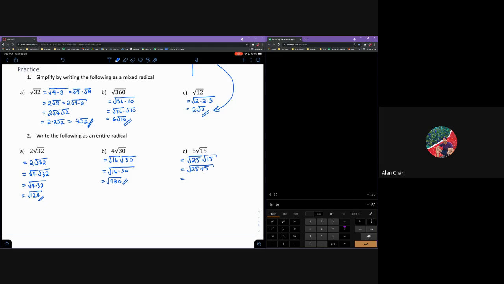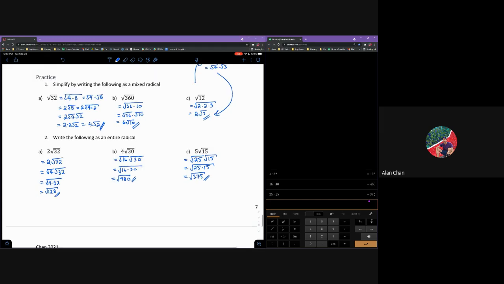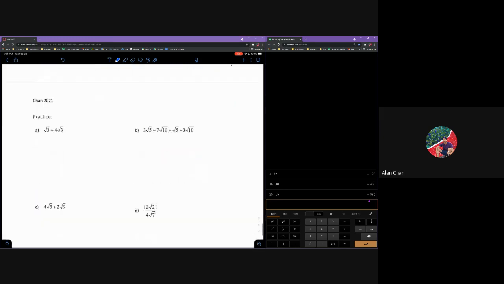And once we do that, let's put this into our calculator. 25 times 15 gives us 375. So the answer to this is square root of 375, all under the house. Okay, I hope that made sense. Okay, let's move on to more questions.